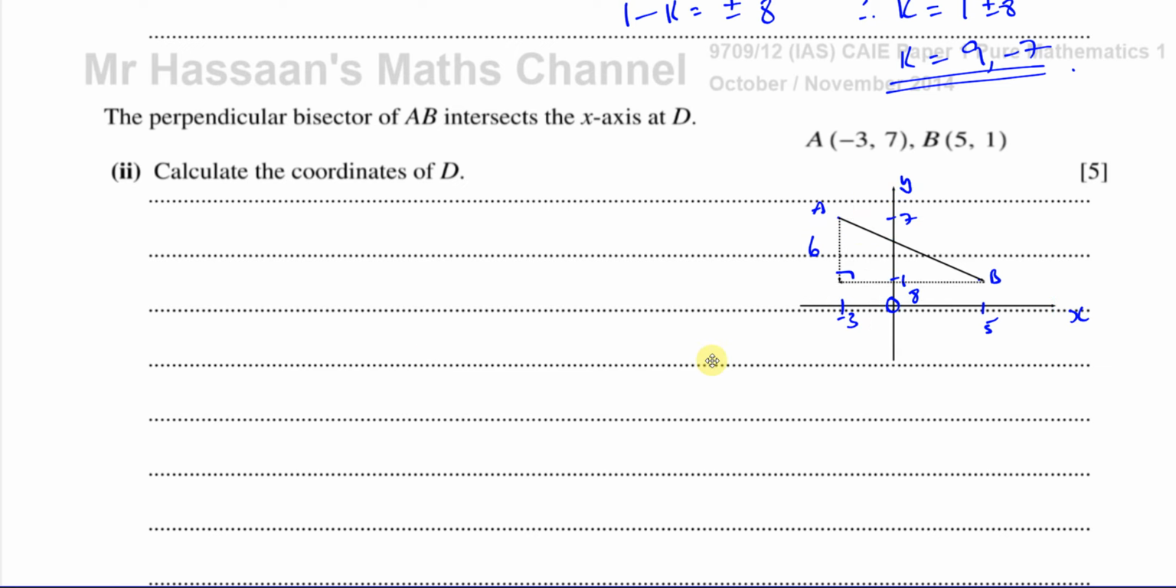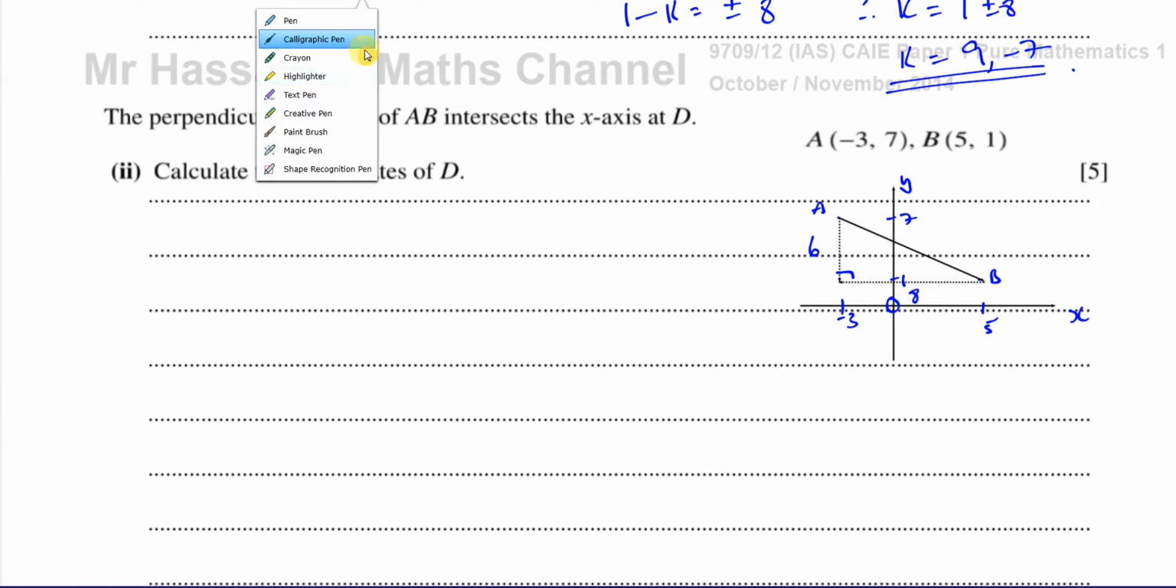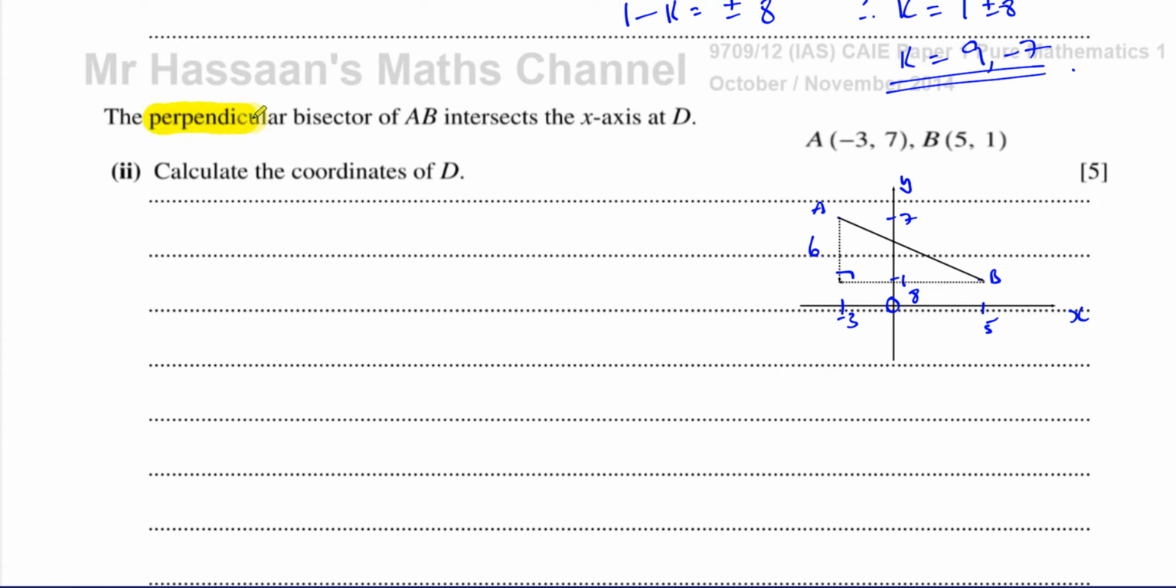Okay, so the perpendicular bisector of AB. Well, the perpendicular bisector, what does that mean? Well, the word perpendicular means at right angles. The word bisector means cuts in 2 equal halves. So the perpendicular bisector of AB will cut it exactly at its midpoint, exactly halfway between these two. So let me call that point M.